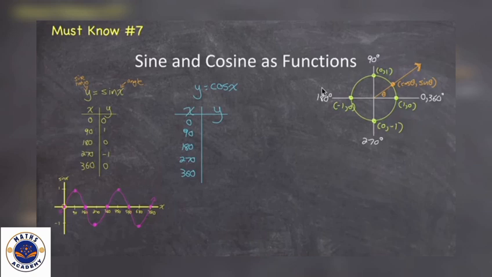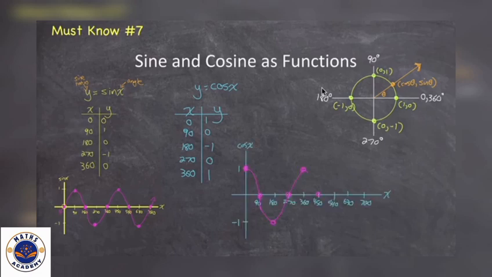So as I rotate around, my x values are 1, 0, -1, 0, and 1. And that pattern of y values would continue. This will just give me one cycle of the graph. And let me show you that. If I wanted another cycle, I would just continue the pattern.